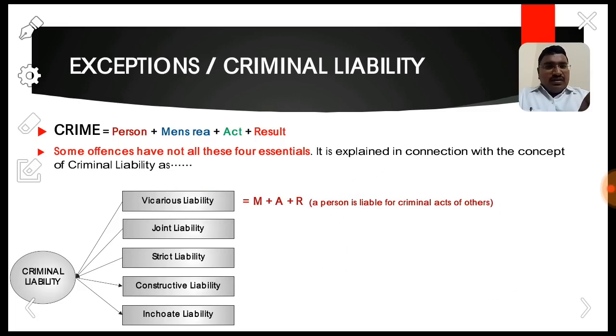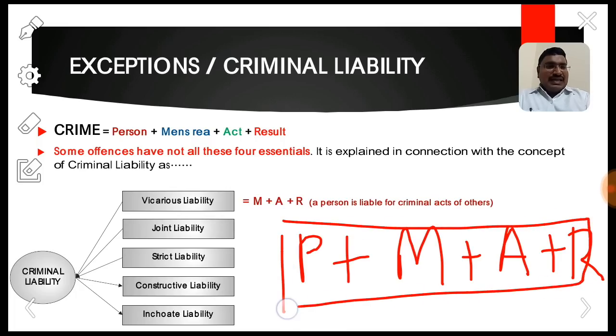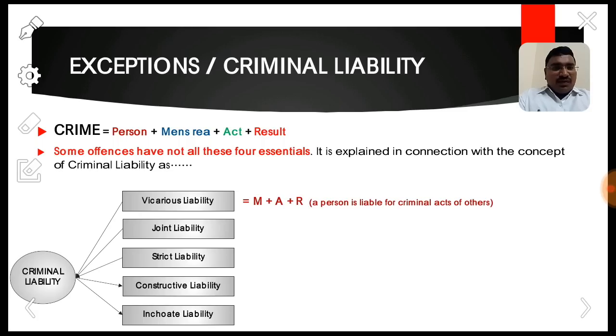Here, P denotes person, plus M denotes mens rea, plus A denotes actus reus or act, commission or omission, and R denotes result, the intended result. These four are the essential elements that constitute a crime. But just now I said there are certain exceptions for certain crimes. Here, under vicarious liability, one person is liable for criminal acts of another.